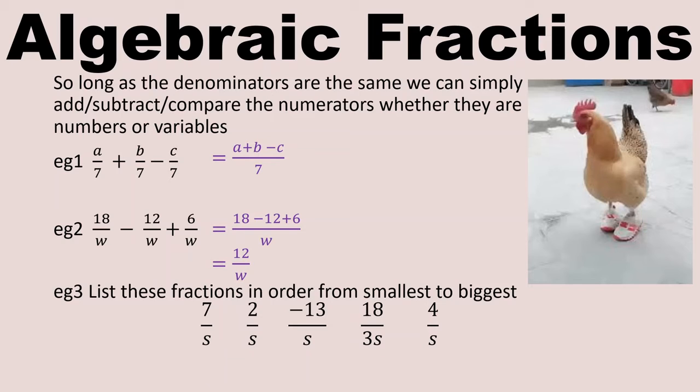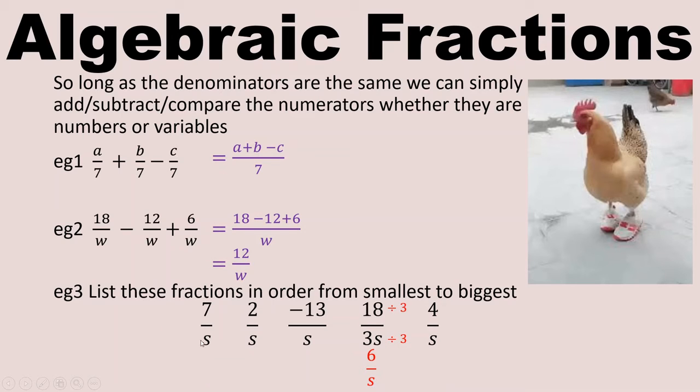So since this is 3S, 3 times S, I could multiply all of the other fractions, both top and bottom, by 3. Or look at this carefully. I can simplify this fraction. I can divide both the top and the bottom by a common factor, 3. 18 divides by 3, and 3S divides by 3, giving us 6 over S.